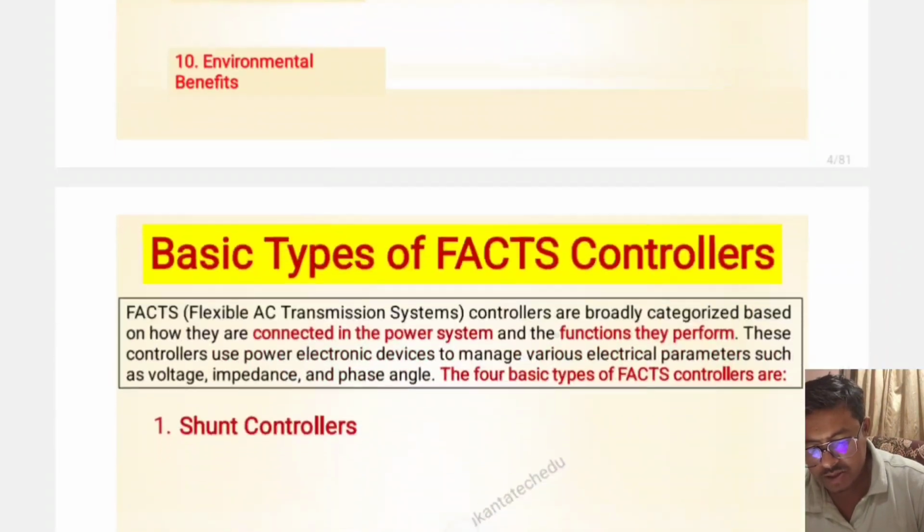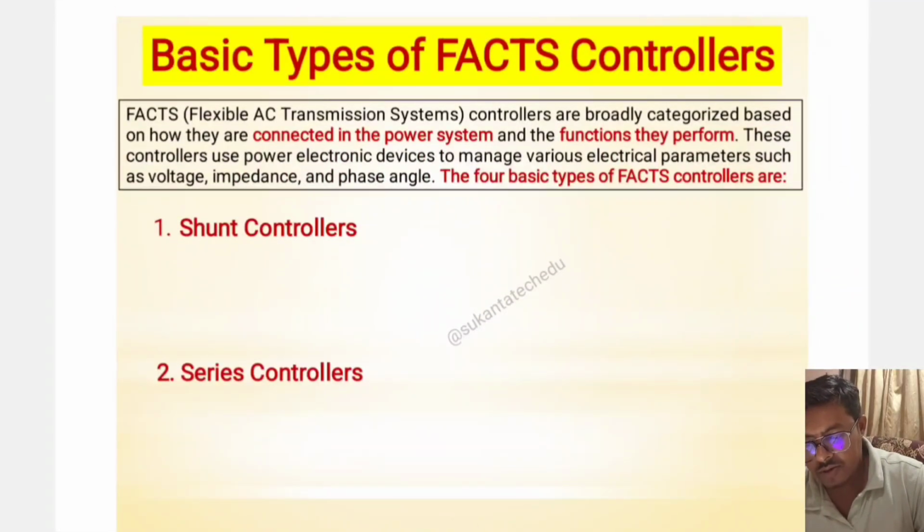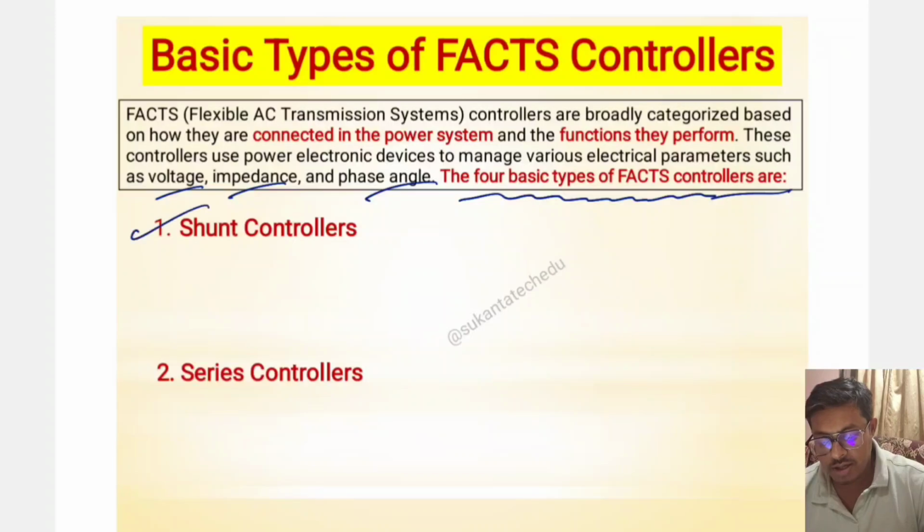So move to the next slide. Here we'll see the basic types of FACTS controllers. There are different types of FACTS controllers available. These FACTS controllers are broadly categorized based on their connection, meaning how we are connecting these devices with the power systems, and their functions. These controllers use power electronics devices to manage various electric parameters like voltage, impedance, phase angle. Basically there are four basic types of controllers: shunt controller, series controller, combined series controller, and series-shunt controller.